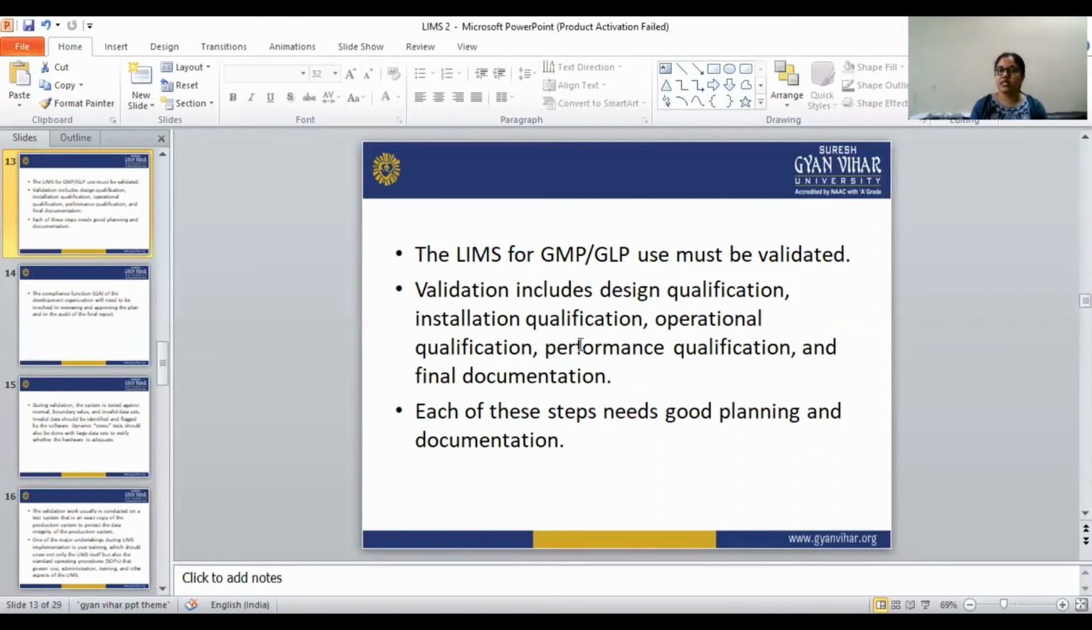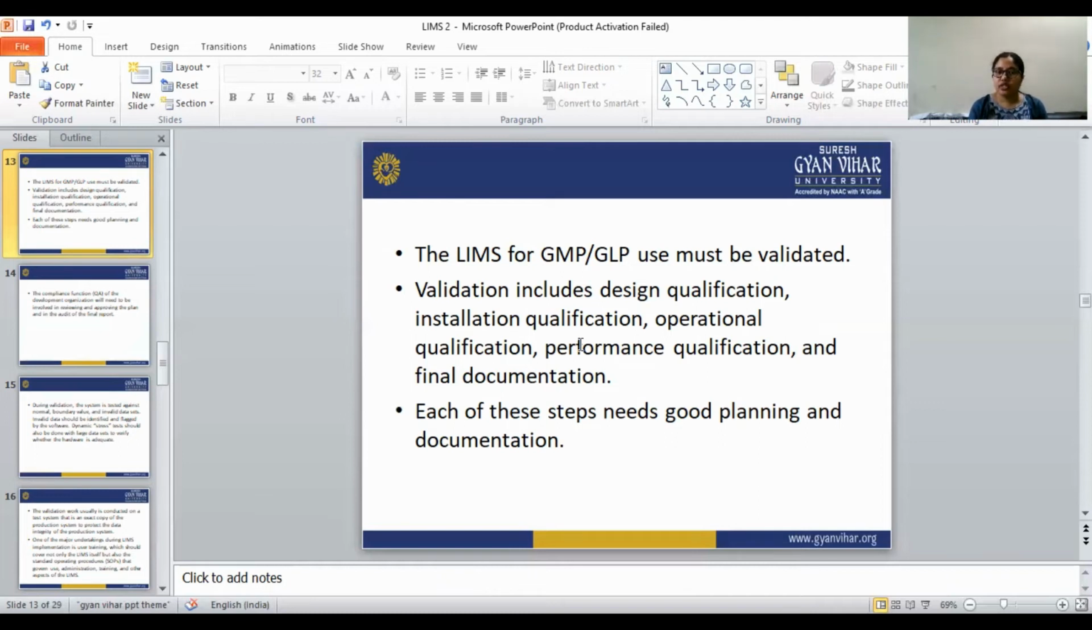The LIMS for GMP and GLP should be validated. Okay, so the design of the LIMS should be validated. Installation of the LIMS should be validated. All the operational qualifications should be validated. Okay, and they have to validate the performance of the LIMS in the particular area, meaning in GMP and GLP. And the final documentation. In GMP and GLP, there is a lot of documentation, so it is compulsory to validate the final documentation of the LIMS.